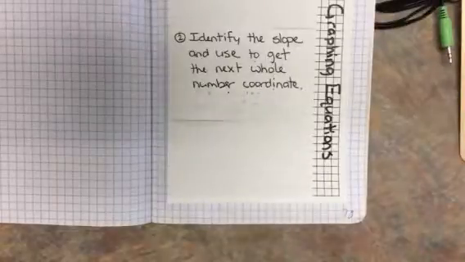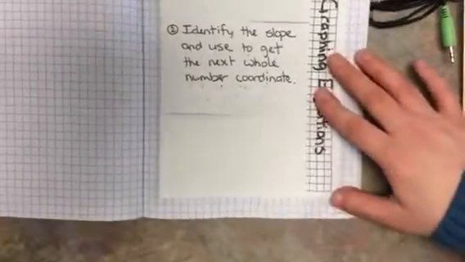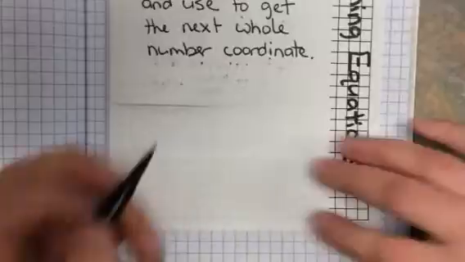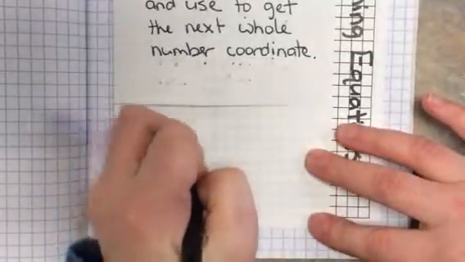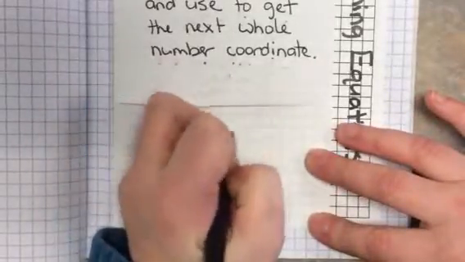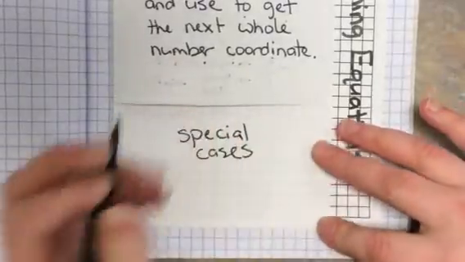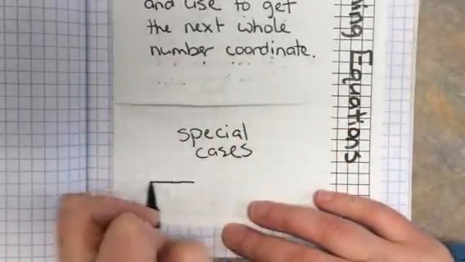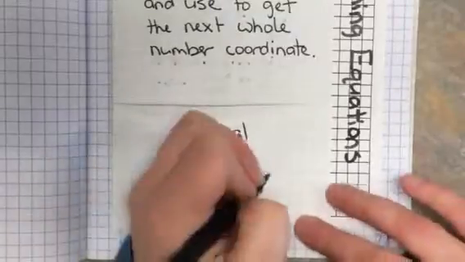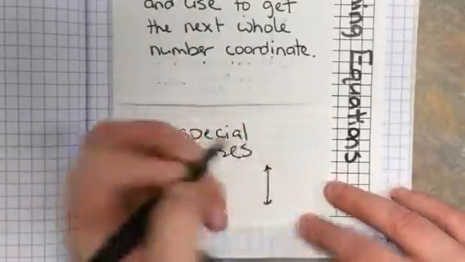All right, so we have two special cases. I'm going to label this special cases. It's kind of the special things that a graph can do. And our special cases, if you want a reminder of what's in here, are going to be a line that's perfectly horizontal or a line that's perfectly vertical.